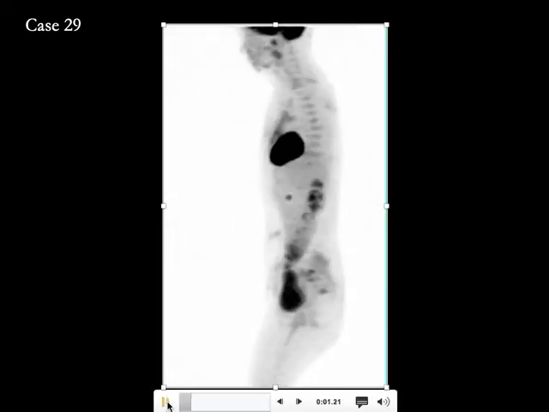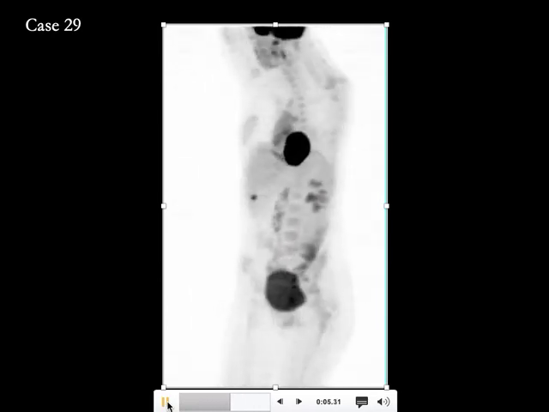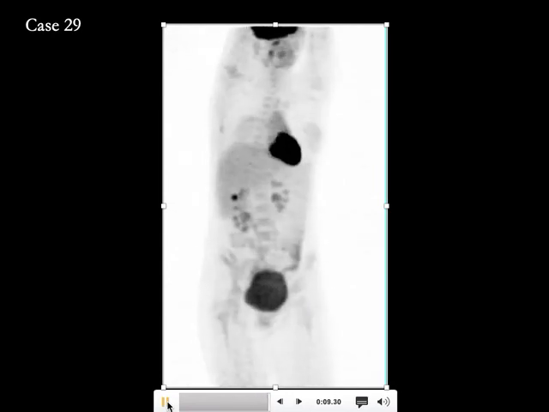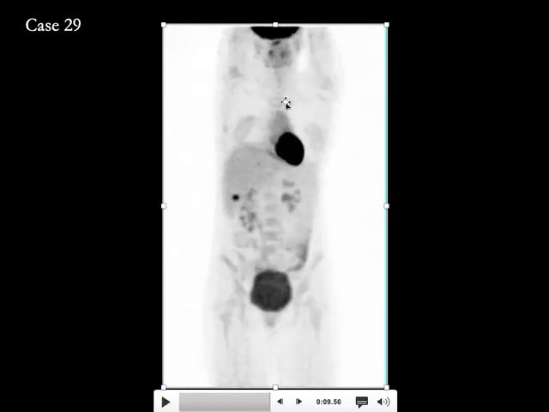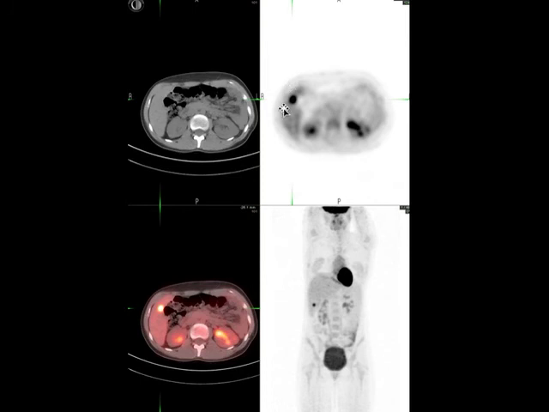Case number 29, a young female with history of colon cancer that has been resected, and they presented with rising CEA. We see physiologic activity in the thymus, physiologic breast activity which is symmetric, and a focus in the liver consistent with metastatic disease. This focus is better seen here as segment 6 focus of hypermetabolism consistent with hepatic metastases.